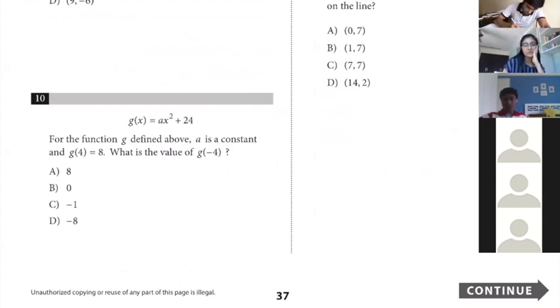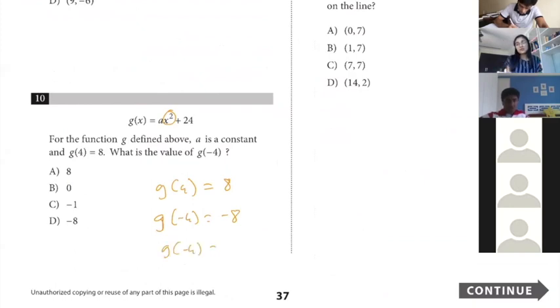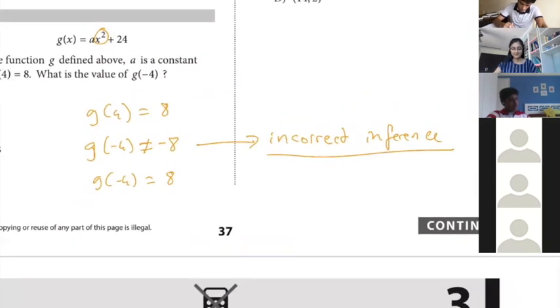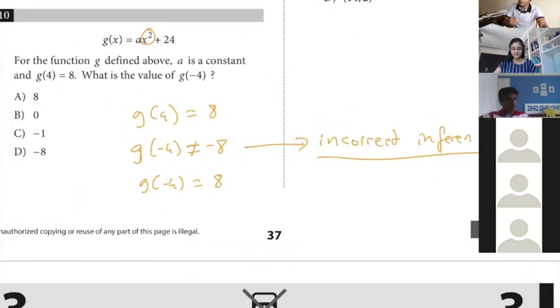And so if you do g of 4 equals 8, and some of you thought then g of negative 4 equals negative 8. However, x is squared, so therefore the negative becomes a positive. So actually it's g of negative 4 equals 8. It does not equal negative 8. The reason I want to come back to this question is because what we call this is an incorrect inference. So if you jumped here, you made an incorrect inference. There will be many incorrect inferences. So just write this one down, please.